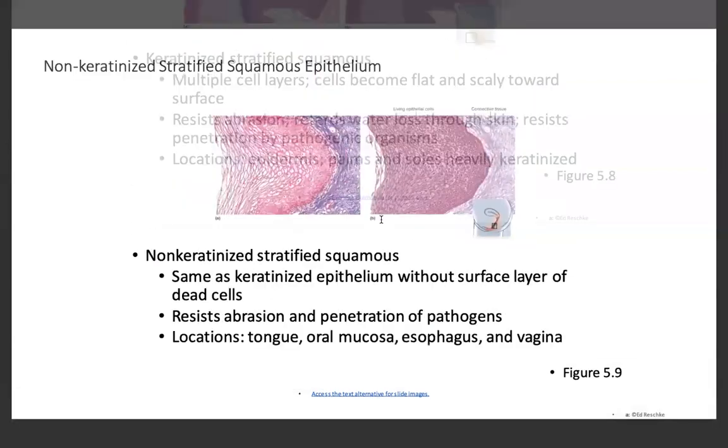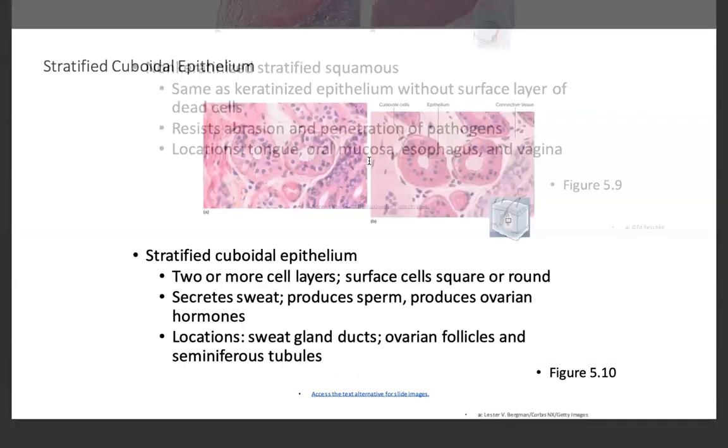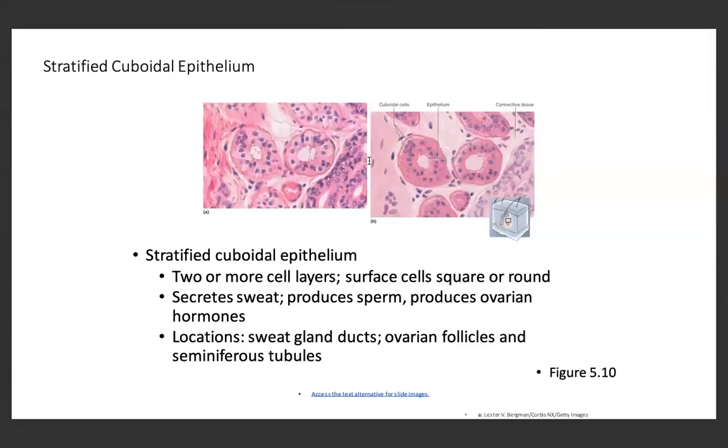Contrast that with non-keratinized stratified squamous epithelium. So here we still have many layers of cells that are of squamous morphology, squished appearance, but there is no keratinized structure. This is non-keratinized stratified squamous epithelium. This is stratified cuboidal, more than one layer, square-like appearance of cells. This is often what's seen around ducts.